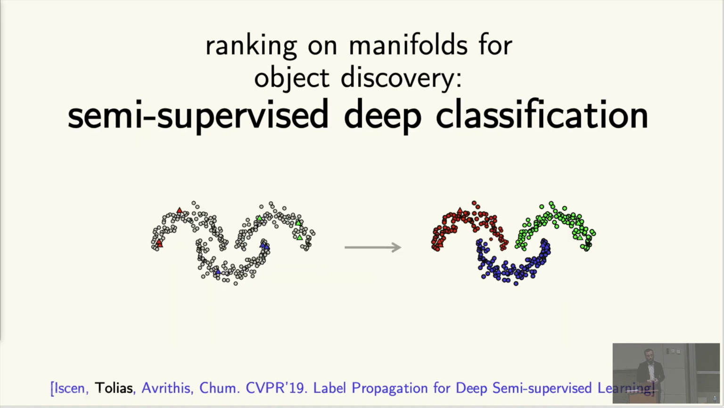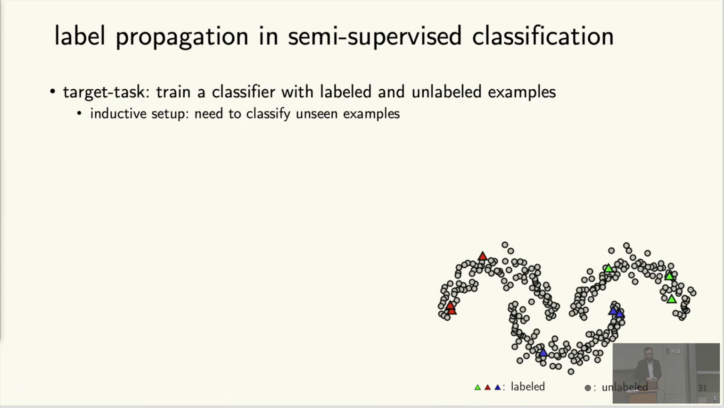Now switching to a classification task, for the first time in this talk, in a semi-supervised learning setup. So the final task that we want to solve is to train a classifier with a training set that contains both labeled and unlabeled examples. And we're dealing with an inductive setup, meaning we want to obtain a classifier that we are able to use to make predictions for future unseen examples.